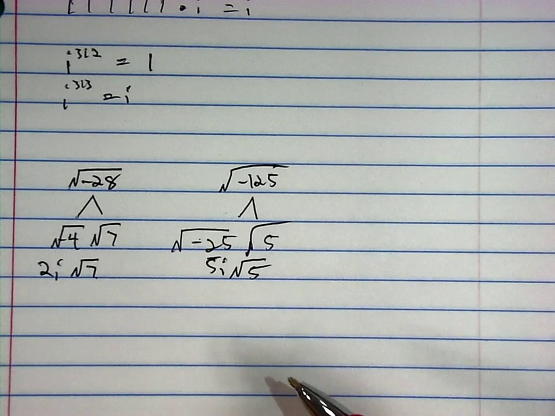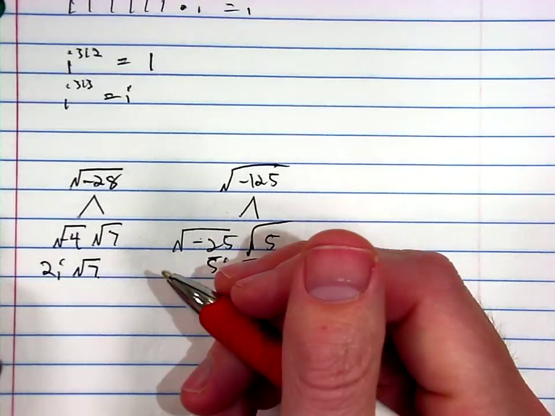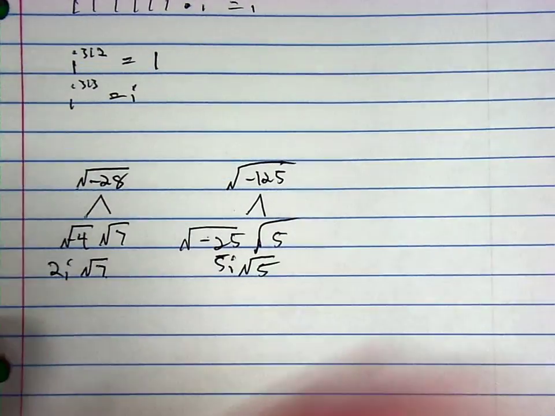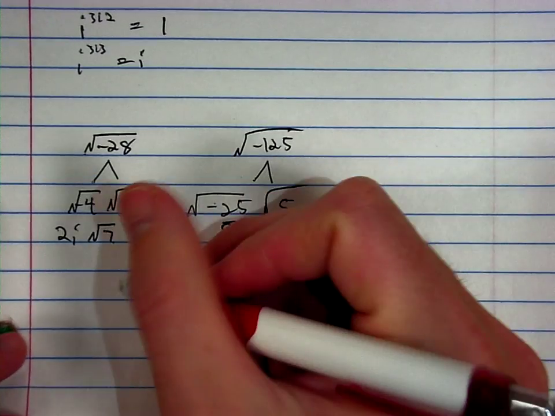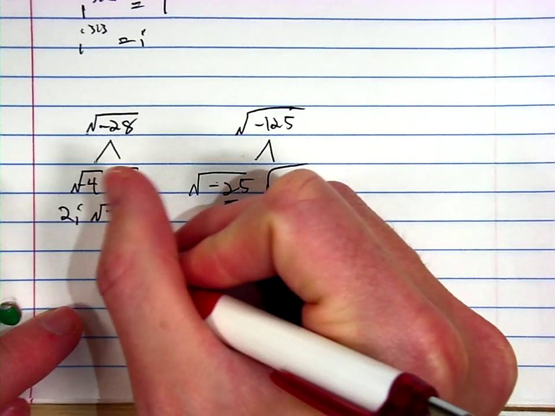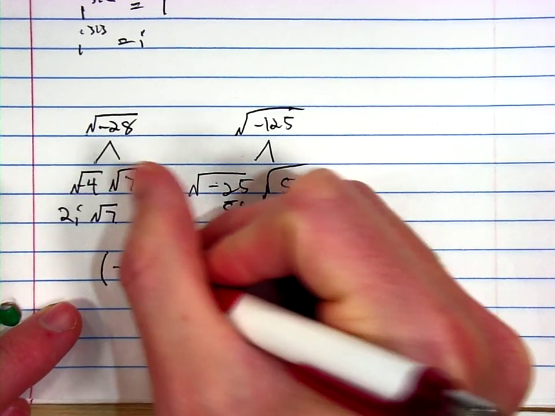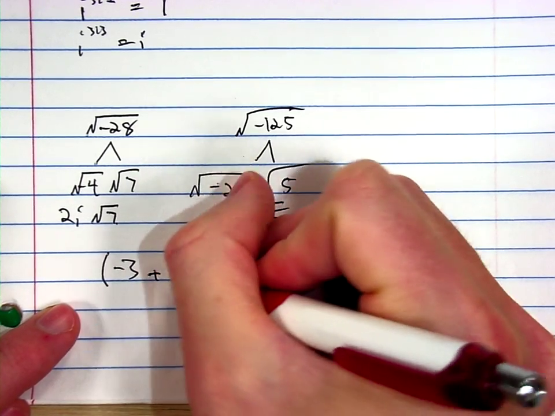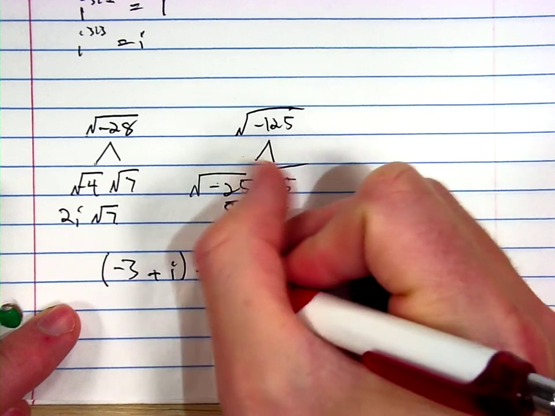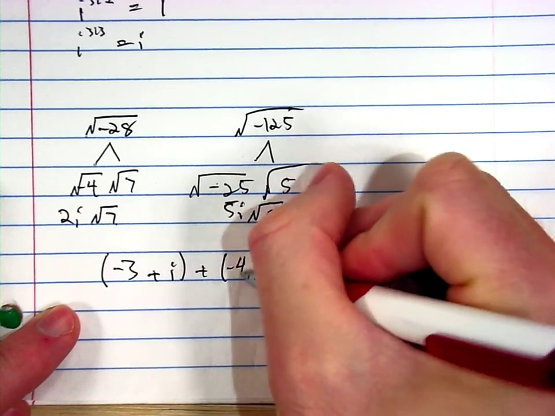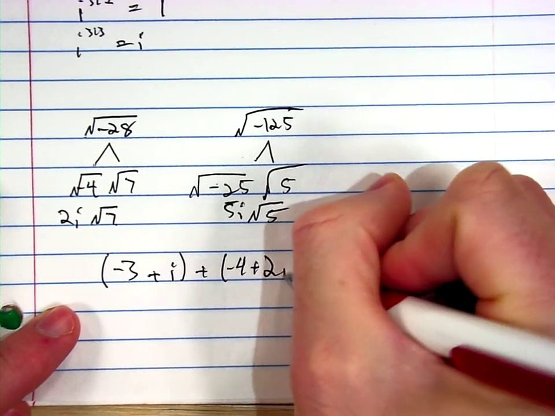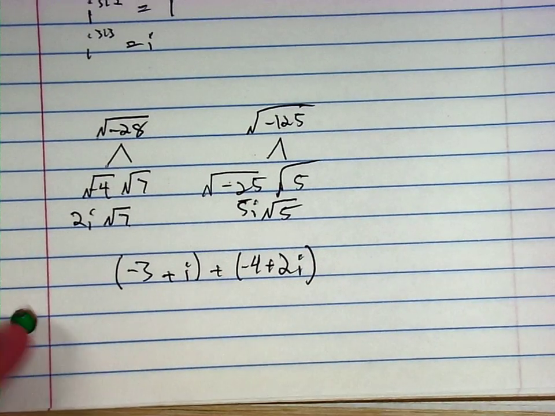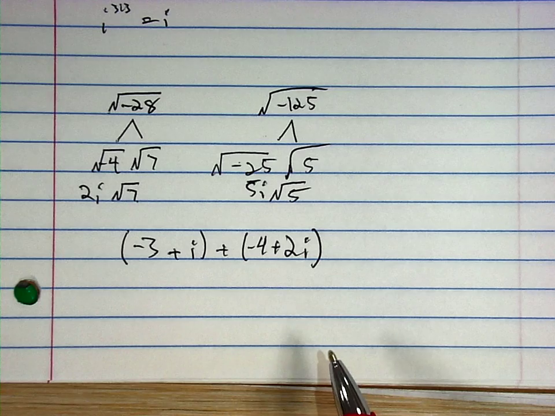Okay, another thing you're going to need to know how to do is multiply and add. So let's do the adding and subtracting ones first here. This is going to be a little bit easier. You're going to get some complex numbers. Complex numbers have a real part and an imaginary part. So I have negative 3 plus i plus negative 4 plus 2i.